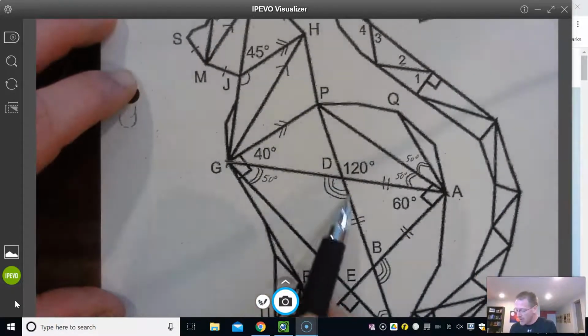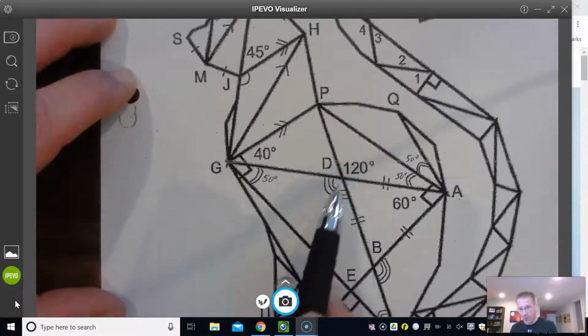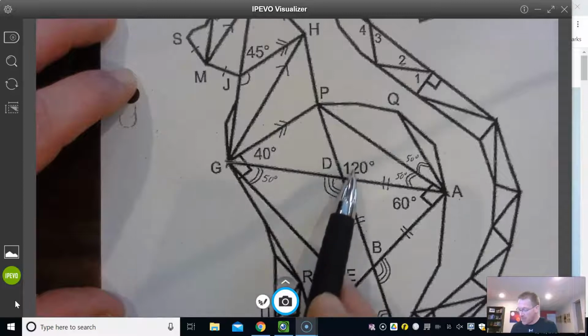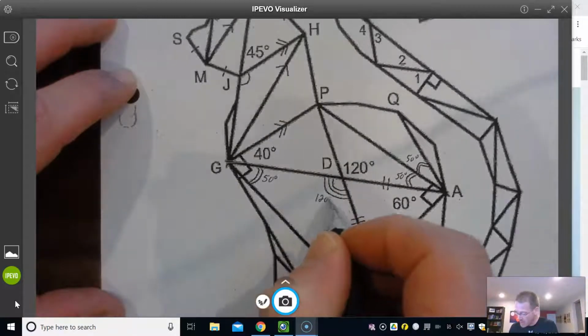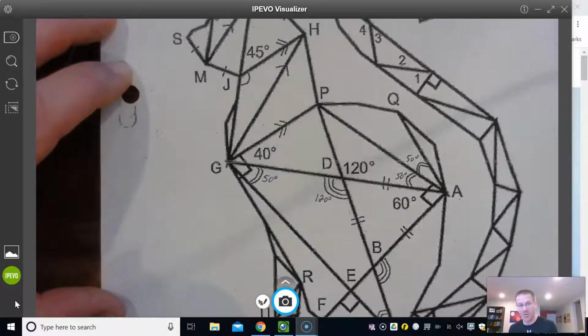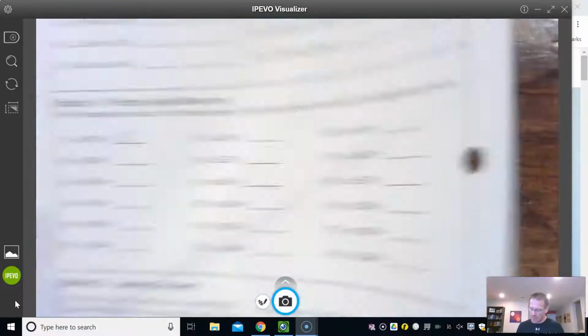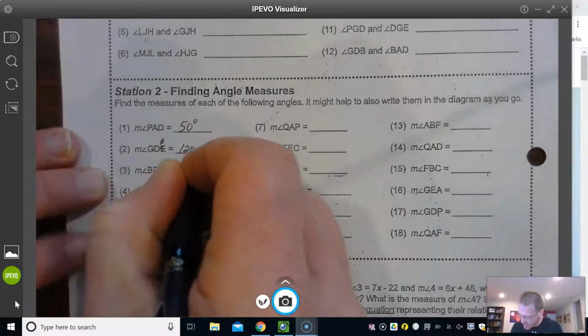Now, once again, if we look at GDB here, we know that it's a vertical angle with PDA from what we said above, and we know that's 120 degrees. So this would be 120 degrees, which also means every other angle with these three arc marks will also be 120 degrees. That's got to be a B there, so let's just adjust that. And we said that's 120 degrees.